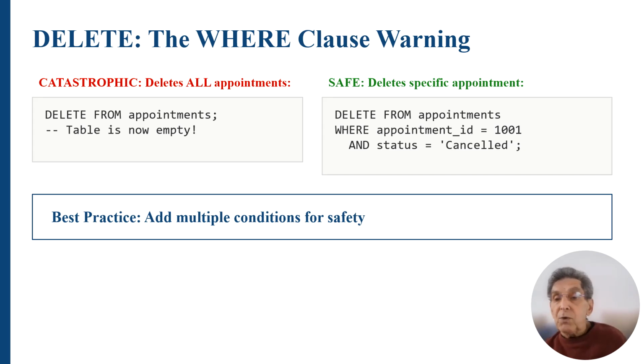Now look at the safe side on the right in the green. We have a targeted delete. We're removing a specific appointment identified by appointment ID 1001, and we've added a second condition requiring the status to be canceled. Both conditions must be true. And this is what I call a defensive programming philosophy. We're adding all the necessary conditions to the where clause to be extra safe. If you accidentally type the wrong appointment ID, the record won't be deleted unless it's also been canceled. Think of the additional where conditions as guardrails, protecting you from making mistakes.